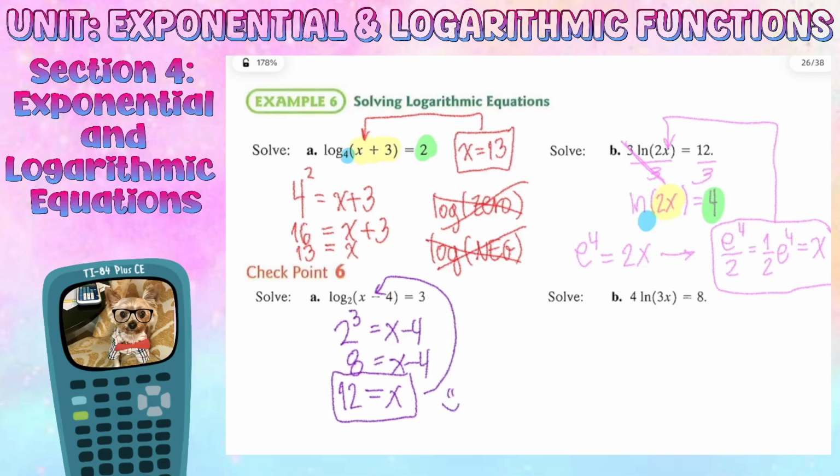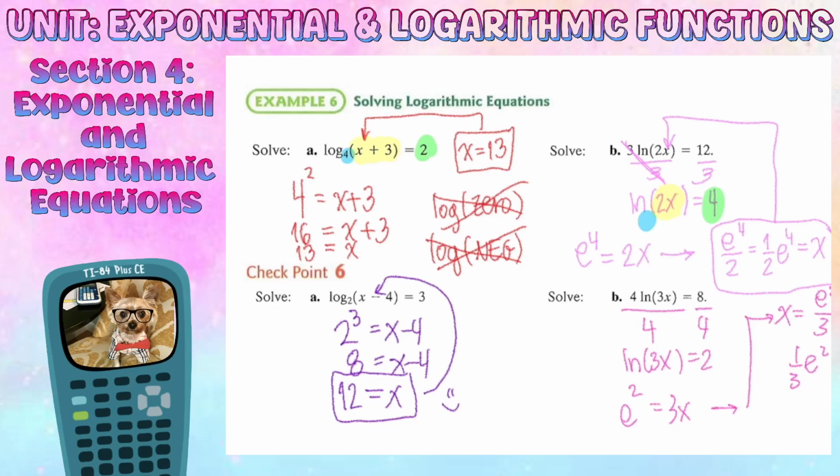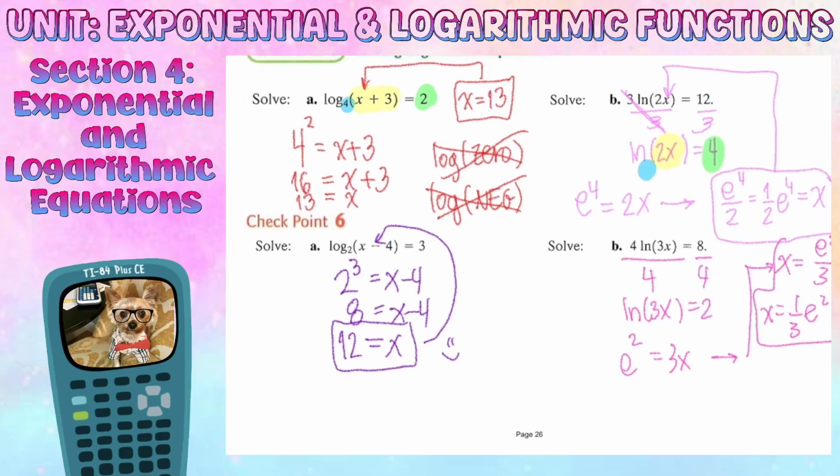You're done. And lastly, divide both sides by 4. Get that portion alone. So ln, or natural log of 3x, equals 2. Rewrite it. e to the 2 equals 3x. So that means, let's even go up here, x equals either e to the 2 over 3 or 1/3 e to the 2. Both are the same thing, and we are done with that.